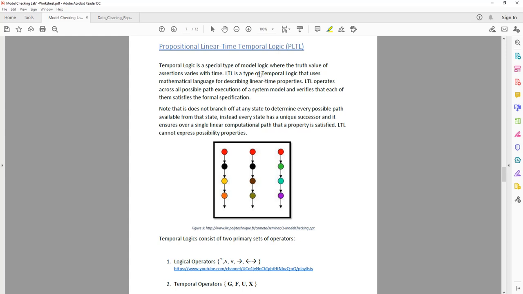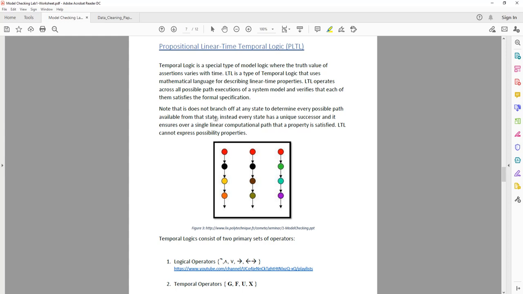LTL again is a temporal logic that uses mathematical language for describing linear time properties. So these are basically the formulas that we're going to show you of how we can actually describe these properties. LTL operates across all possible path executions of a system model and verifies that each of them satisfies the formal specification. So LTL doesn't skip any path, it goes through every possible path. But it is different to CTL. It does not branch off at any state to determine every possible path available from every state.